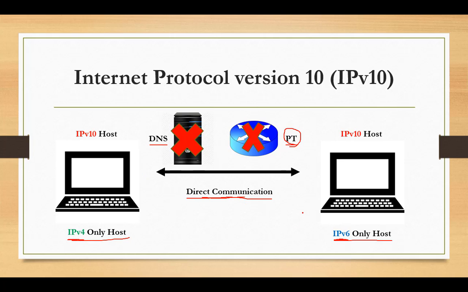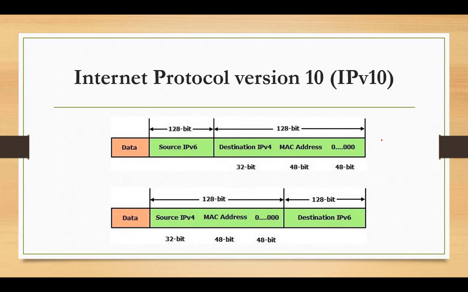There is no translation. There is direct connectivity between IPv4 only hosts and IPv6 only hosts. But to do this, all the internet hosts must be IPv10 hosts, and this will be explained in the next slide. The packet itself, the layer 3 packet, can contain a mixture of two different versions in its header. The source can be IPv6, the destination can be IPv4, and the opposite, the source can be IPv4 and the destination can be IPv6.